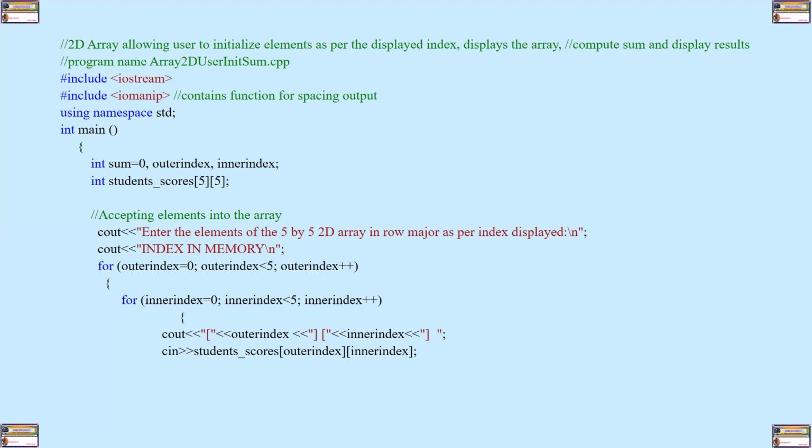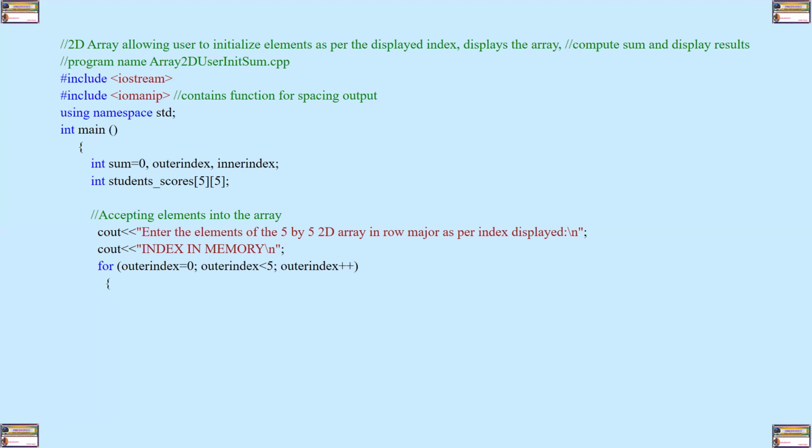So you can see the inner index will continue changing until it is 4. And once that is 4 and inner index is incremented by 1, becoming 5. Is 5 less than 5? No. So that inner loop will terminate, and then the program will increment the value of outer index with 1. So 0 plus 1 is 1.